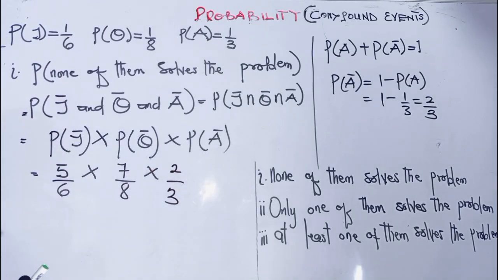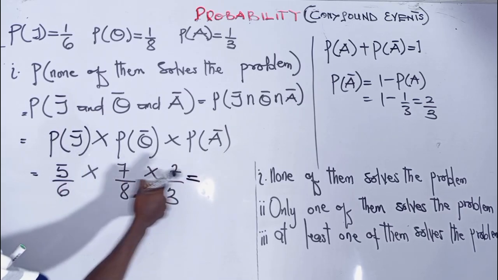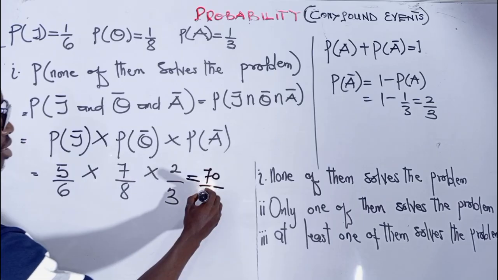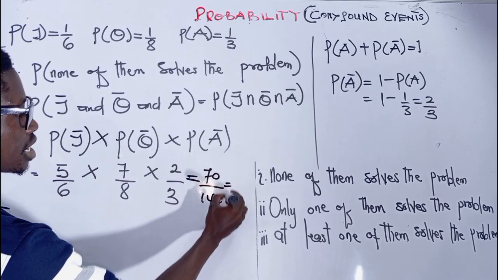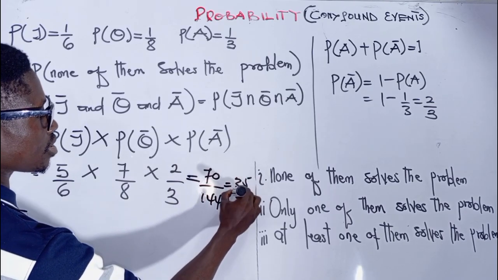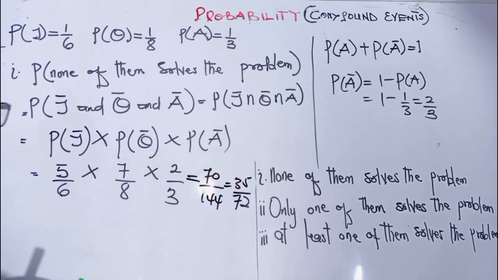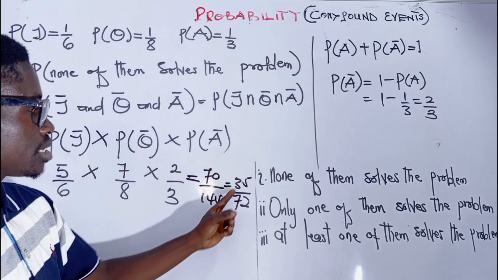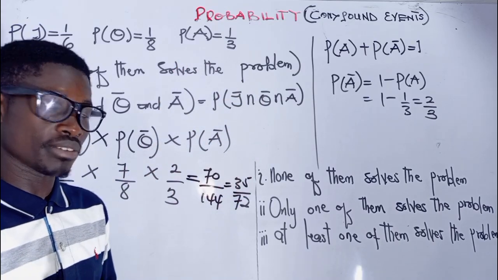Now once you have this, you just have to multiply them. So the numerators will give us 70, and then when you multiply the denominators, we have 144, and this is giving us 35 over 72. Very, very easy and simple. So therefore, the probability that none of them solves the problem is 35 over 72.